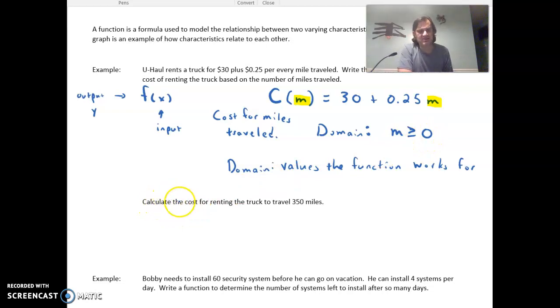Now, keep that all in mind, and we'll go to this example here. Well, we'll finish up with this. It says calculate the cost of renting the truck to travel 350 miles.